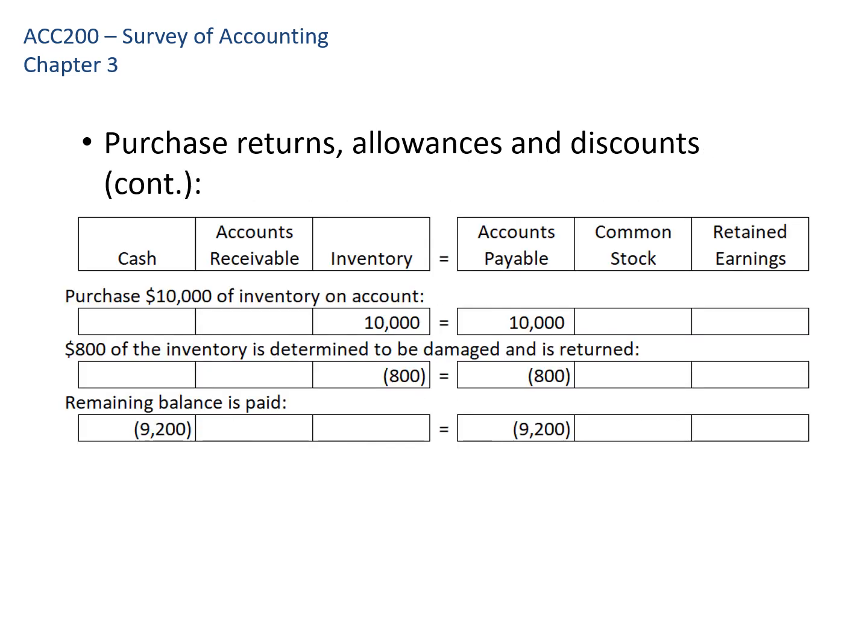So that's going to look like this. We purchase inventory on account, inventory goes up, accounts payable goes up. We realize that $800 of the inventory is damaged and we return it to the supplier. So we subtract $800 from inventory because we're taking that off the shelf and shipping it back. And we reduce what we owe that supplier by $800. Then when we pay the bill, we pay the net amount that's owed, $9,200, and we reduce cash and reduce accounts payable at that time.